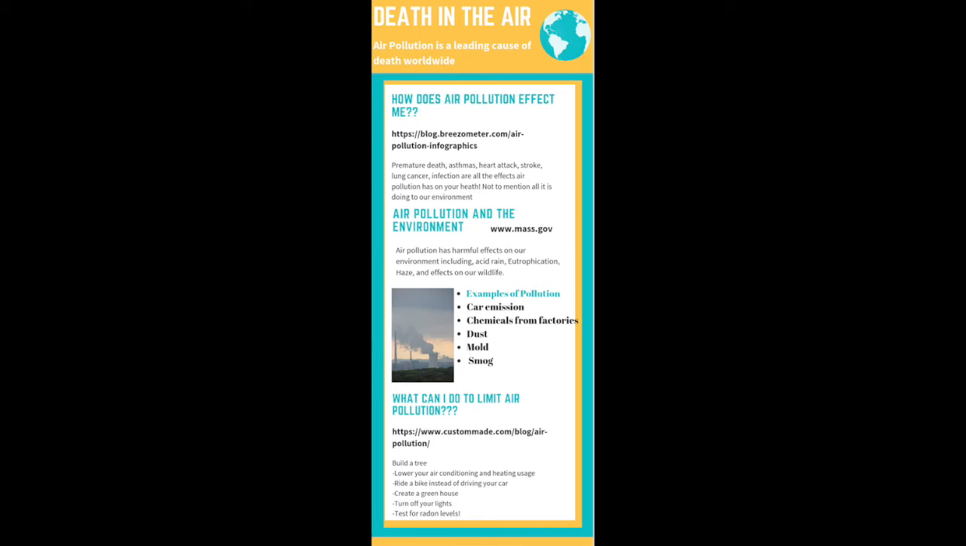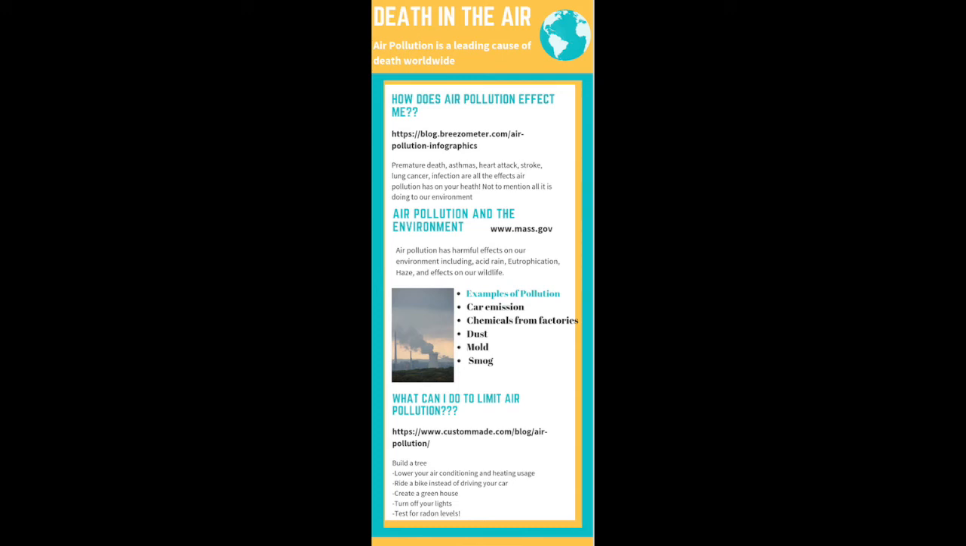I used my critical thinking process to make my infographic, and I broke it up into 4 different sections. So the first one, how does air pollution affect me? And then I gave a list of what it can do to your health, and then not to mention all it does to our environment. So that goes into the next part. The next part is air pollution in the environment. It says air pollution has harmful effects on the environment, including acid rain, haze, and effects on our wildlife.